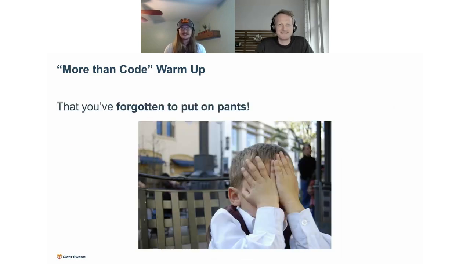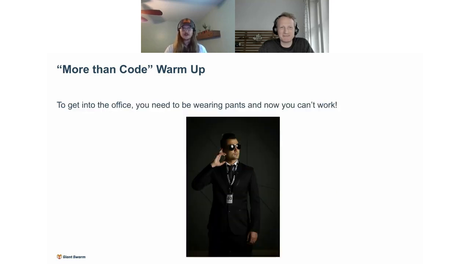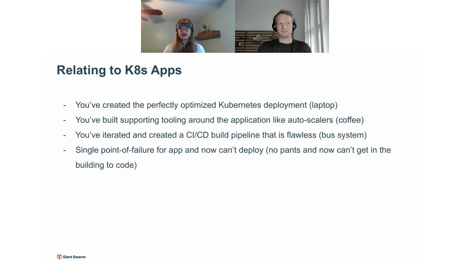and you suddenly realize that you left in such a rush that you forgot to put on pants. So you're looking around, you're embarrassed, no pants. I have everything ready to go, but I forgot this fundamental thing that I need, completely oversaw it. So to get to the office, we have to be wearing pants. So because we have our laptop, because we have everything else ready to go, it doesn't matter at this point because we can't get into the office.